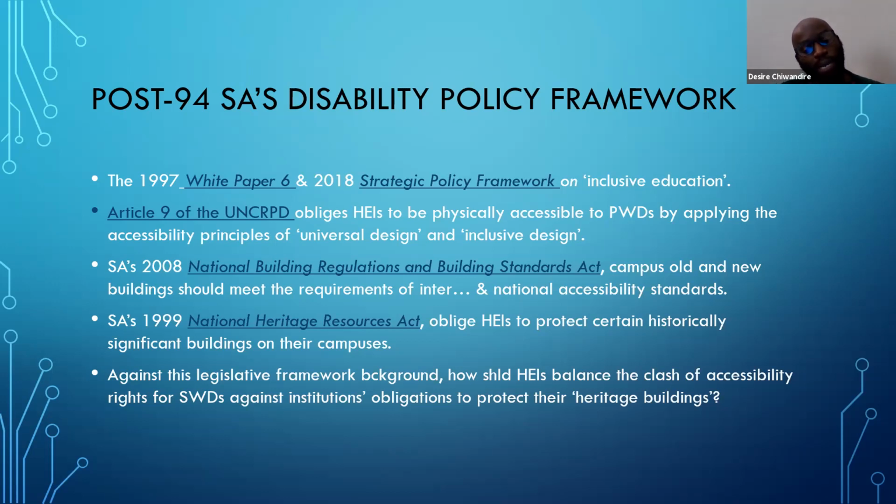Then what I was mainly interested in: you see that in South Africa we have three key pieces of legislation, the legislation that provides for inclusive education, the legislation that provides for the accessibility of buildings, and the legislation that provides for preserving historical heritage buildings. These are probably old buildings, right? So I was mainly interested in how universities balance the clash of accessibility rights, because students have the right to an accessible built environment, and universities also have an obligation to protect their heritage buildings.